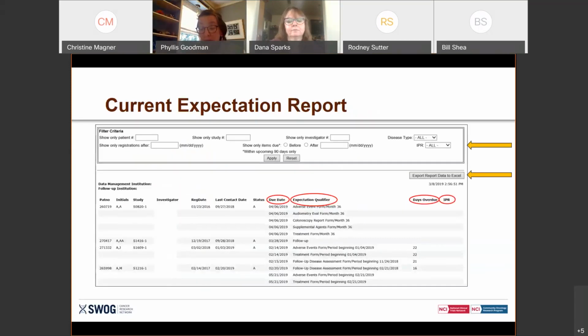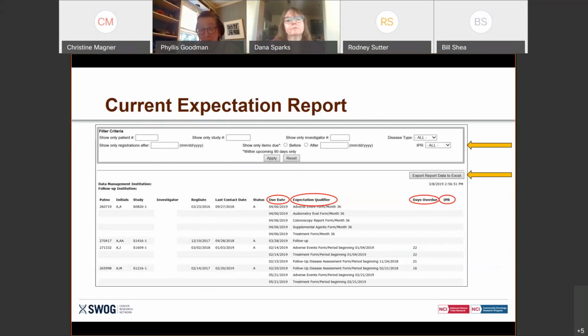The current report is filterable with the ability to show only those items that are overdue or counting negatively in the compliance statistics. Patients are identified by their ID, initials, and information on the study, the registration date, the last contact date, and the patient status.